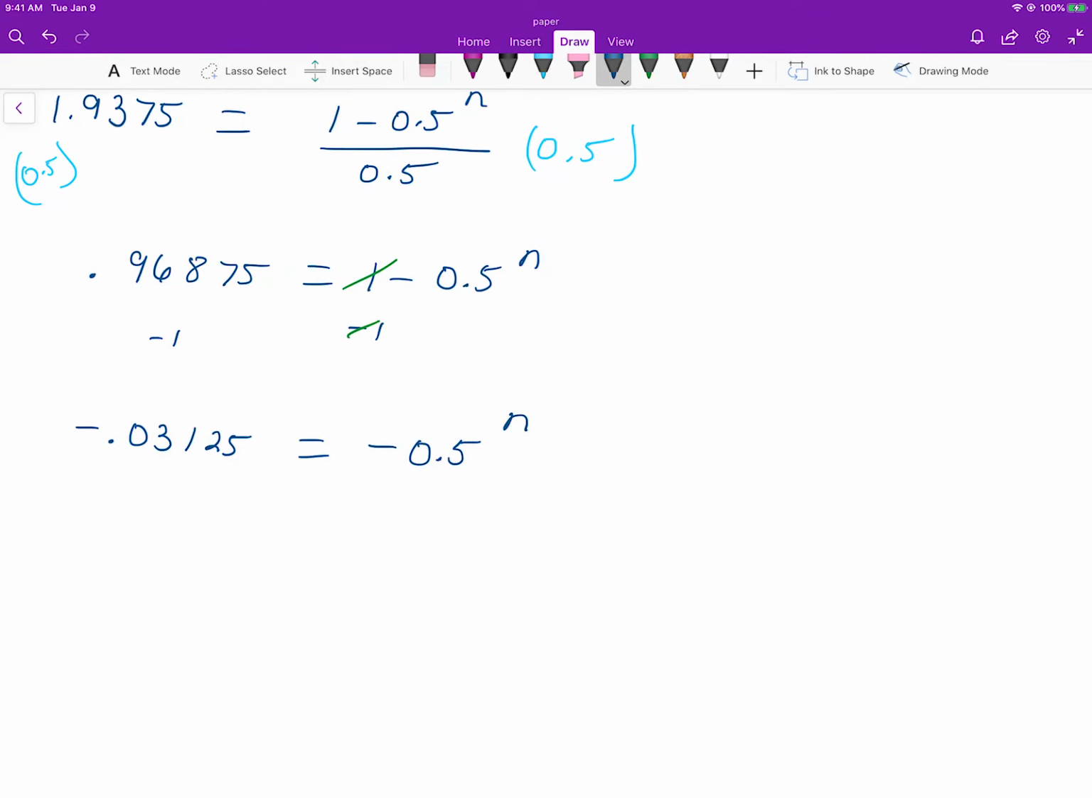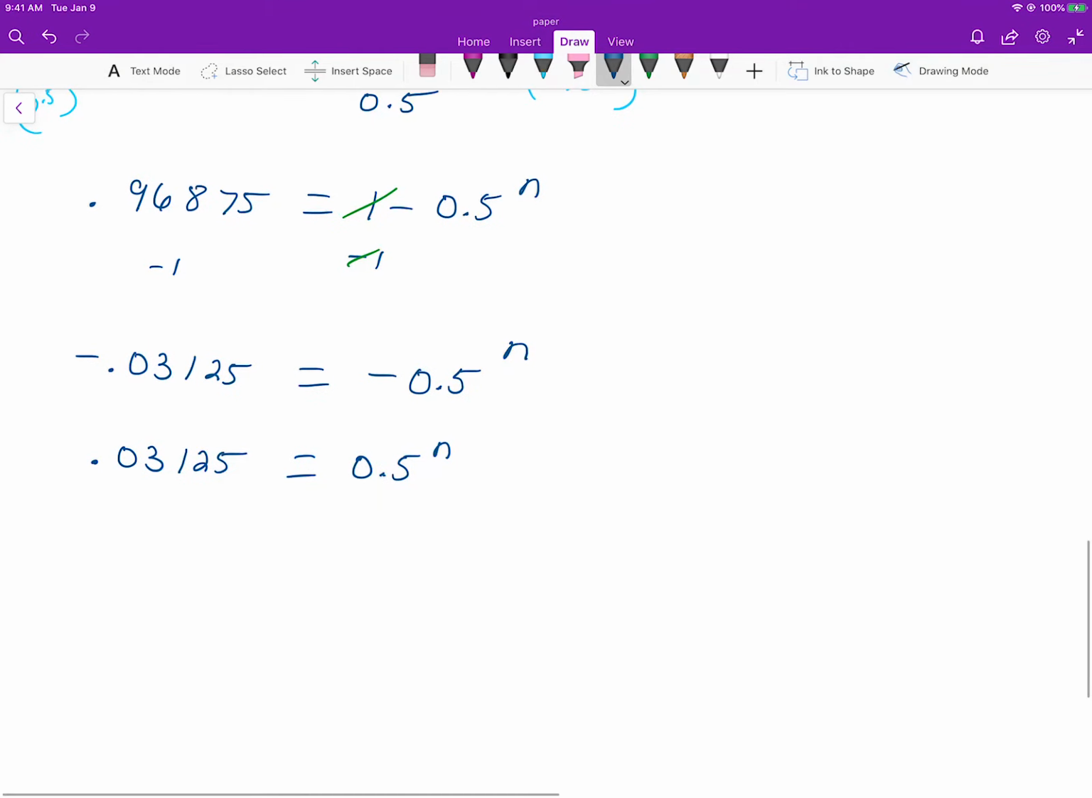Okay, so then the last thing I can do right now is if I wanted to make it all positive, I could multiply or divide everything by negative 1 to have 0.03125 equaling 0.5 to the n. Okay, so now we're kind of stuck.